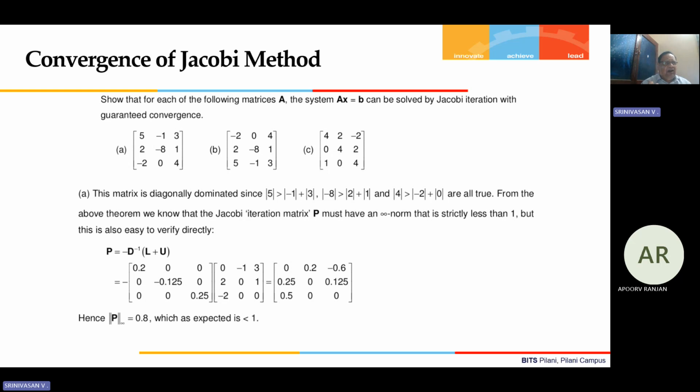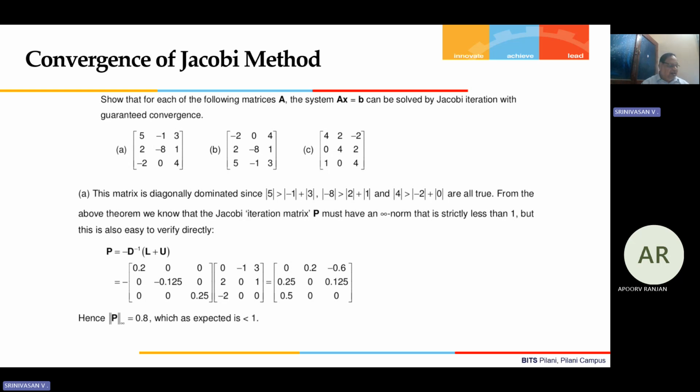What is suffix infinity? We call it the row sum: the maximum of the absolute row sums. Just find out the maximum of the row sums. First row: 0 plus 0.2 absolute value plus 0.6, so you get 0.8. Second row: 0.25 plus 0.125, 0.375. Third row: 0.5 plus 0. So the absolute row sums are 0.8, 0.375, 0.5, and the maximum is 0.8. So norm P suffix infinity is 0.8, which is less than 1.